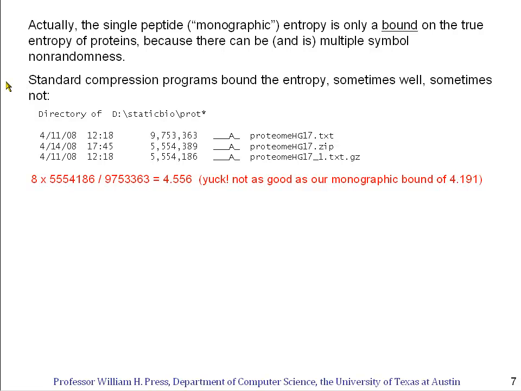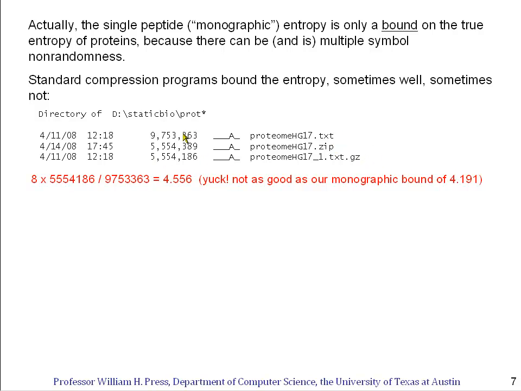Compression programs try to take advantage not only of monographic entropy, but of any possible redundancy that there is in a file. So a perfect compression program would shorten the length of the file by an amount that's proportional to the entropy. I'll show you what I mean here. Here I took a file of about 9.7 megabytes, which contains the human proteome as a text file of just those amino acid symbols before. And then I compressed it using the zip compression here and the gzip compression here.